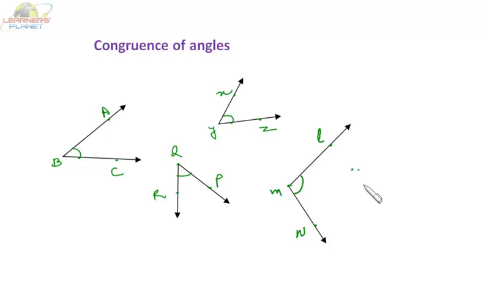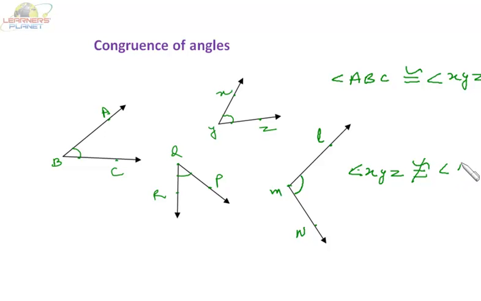How do we write congruency? Here, angle ABC is congruent to angle XYZ. So this is the sign of congruence. We can also say angle XYZ is not congruent to angle LMN.